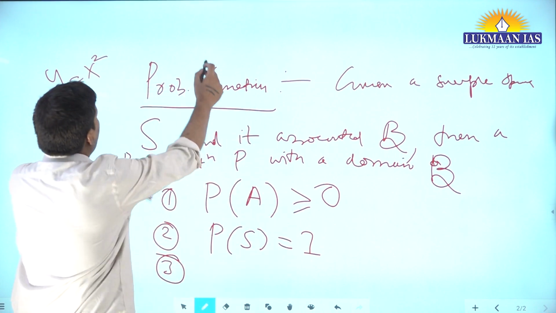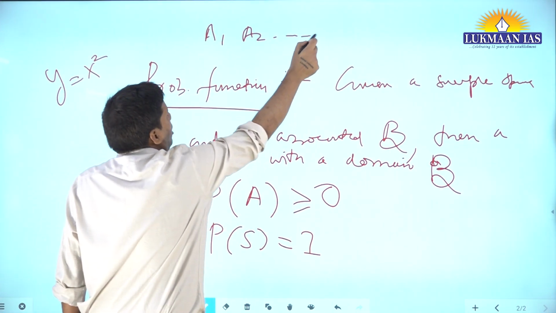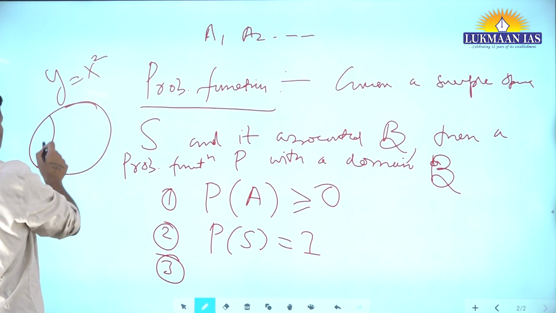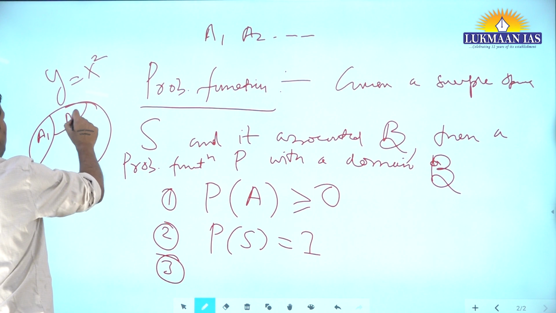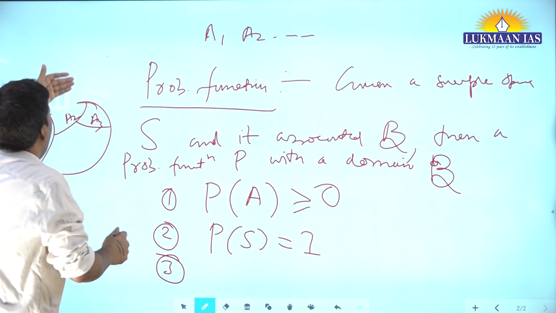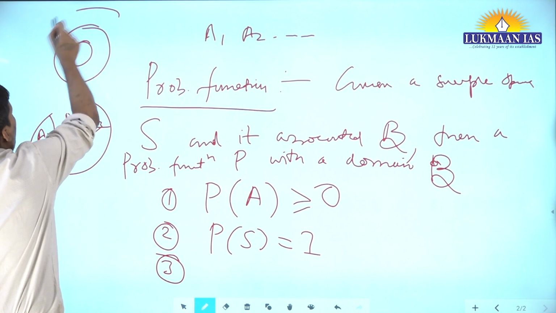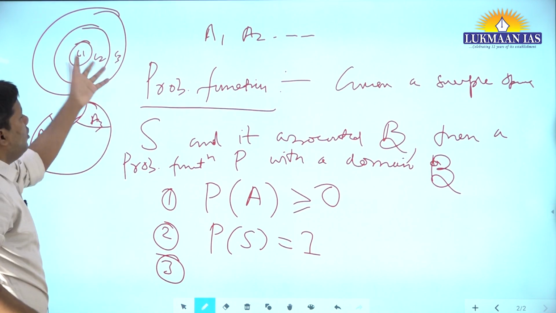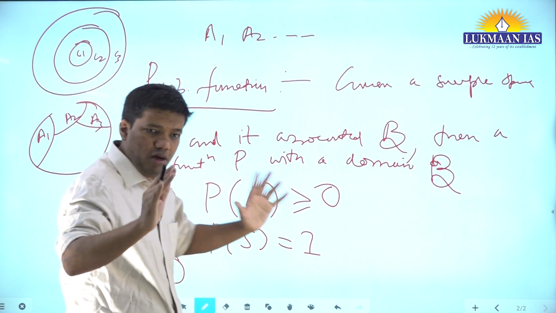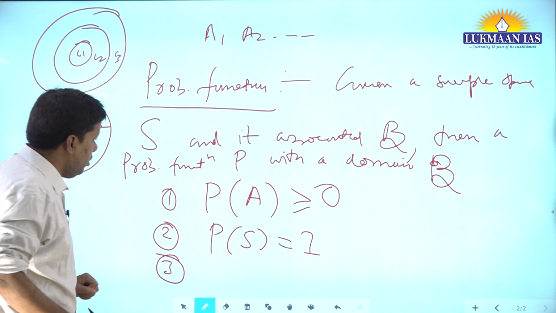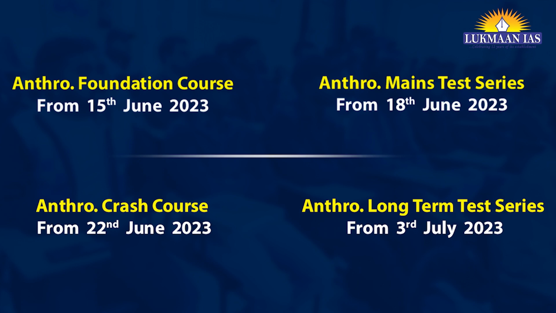What it says: let's say there are events A1, A2, till infinity, and they are disjoint. Let's say this is A1, this is A2, this is A3, and these are disjoint. And you also understand the meaning of pairwise disjoint. You have seen the dart board: this is circle 1, circle 2, circle 3, and like that. All circles are pairwise disjoint. In probability, you have to be ready with all these things. Pairwise disjoint means every pair is disjoint from each other.